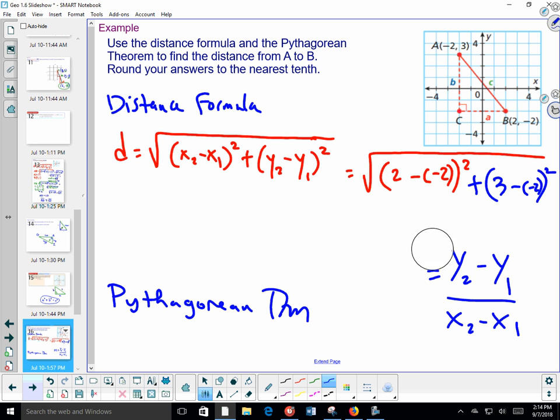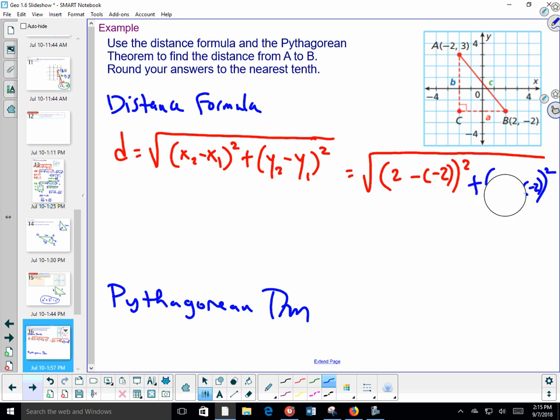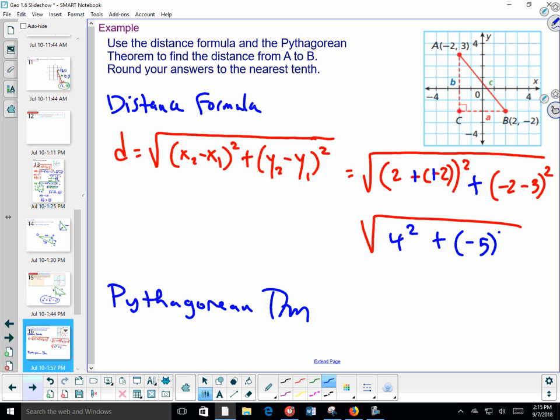All right, so let me be consistent, even though it doesn't matter in this one, it does matter in slope, so let's try and be consistent. And so you told me this was gonna be what? Negative 2 minus 3, quantity squared. Are we okay with this? Yes, so this turns out to be 4 squared, and this is gonna be a negative 5 squared? So does that give us 16 plus 25? Square root of 41. Approximately 6.4. I'm gonna leave it as square root of 41 for right now.